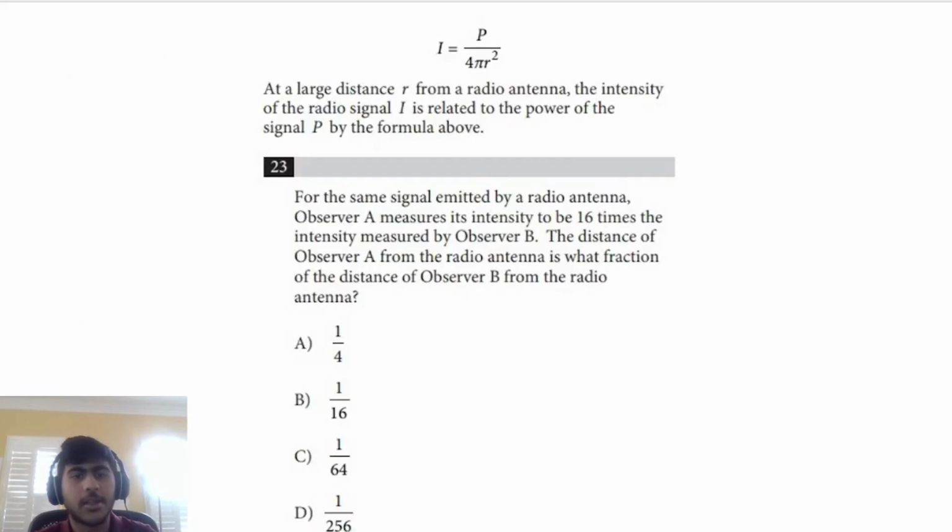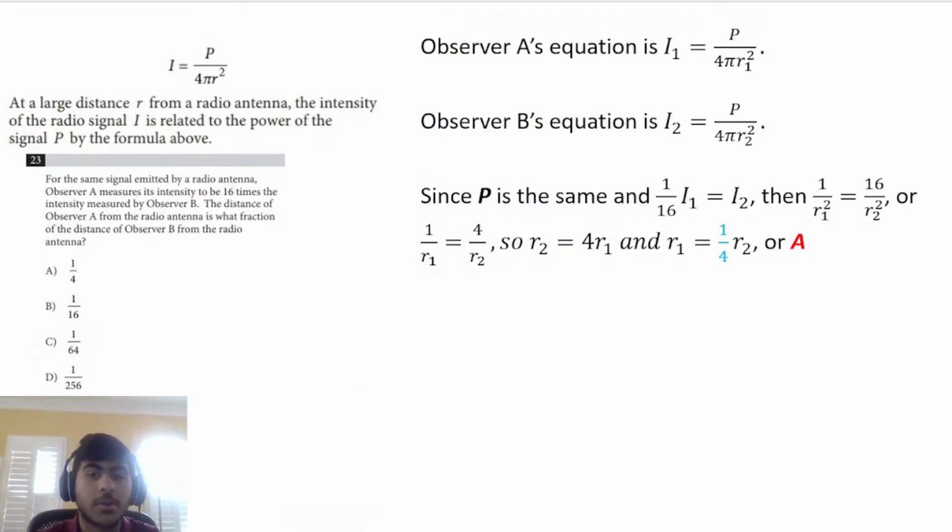Let's keep going. The same prompt as before, but now the question is, for the same signal emitted by a radio antenna, observer A measures the intensity to be 16 times the intensity measured by observer B. The distance of observer A from the radio antenna is what fraction of the distance of observer B from the radio antenna? Well, what can we do about this?